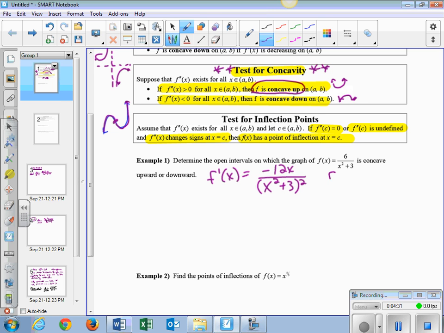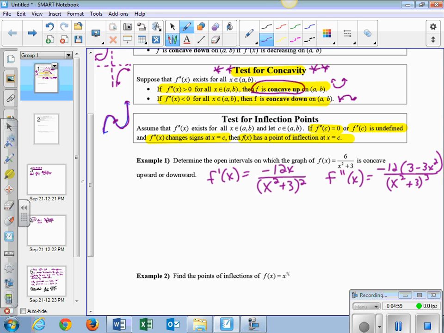There's my first derivative, and the second derivative is going to be negative 12 times the quantity 3 minus 3x squared, all over x squared plus 3 quantity cubed. Okay, so interpreting this, I need to find where it's concave up or concave down. So I really don't need that first derivative for finding concavity. I just needed it to help me find my second derivative.